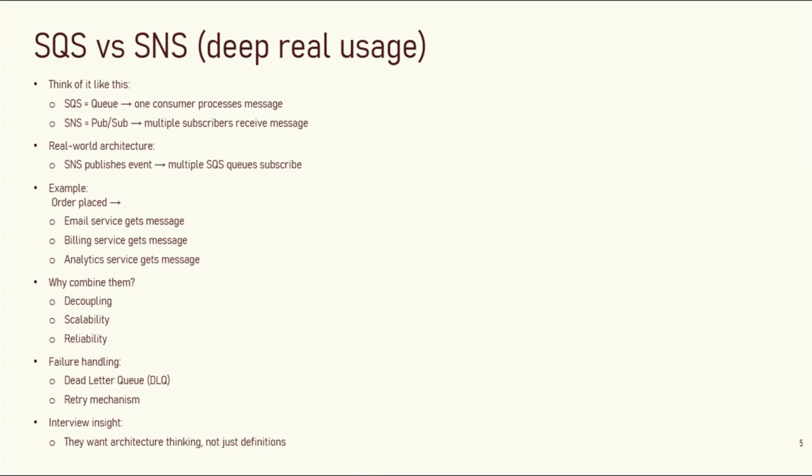SQS versus SNS, deep real usage. Think of it like this. SQS equals queue: one consumer processes the message. SNS equals pub/sub: multiple subscribers receive the message. Real-world architecture: SNS publishes an event, multiple SQS queues subscribe. Example: order placed. Email service gets the message. Billing service gets the message. Analytics service gets the message.